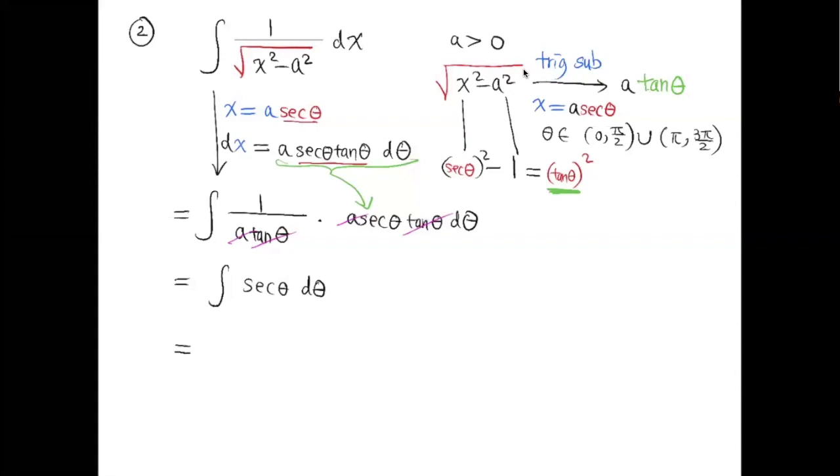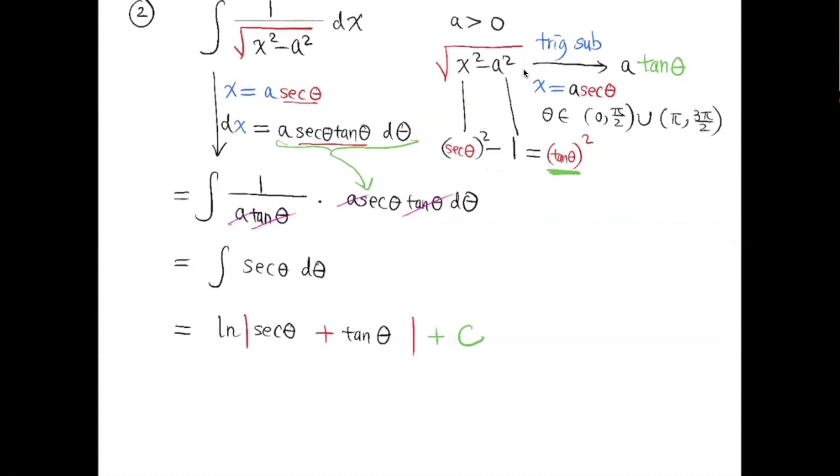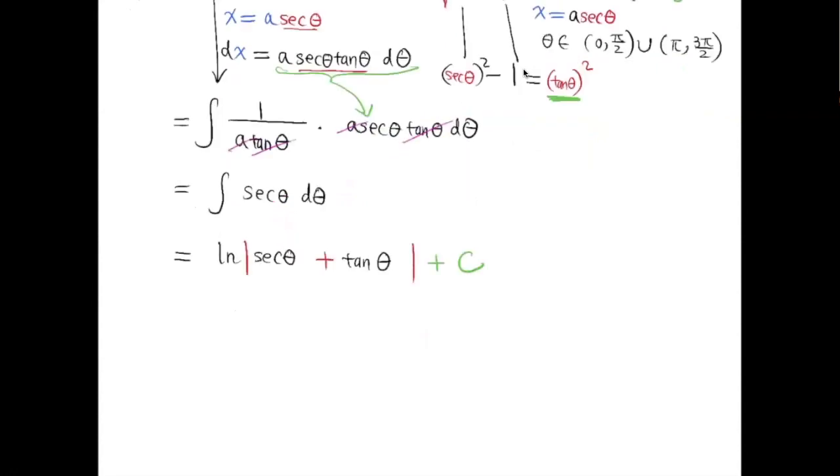It's the ln of the absolute value of the sum of secant theta and tangent theta, and then finally adding a constant. We're still not done. We have to go back to x.